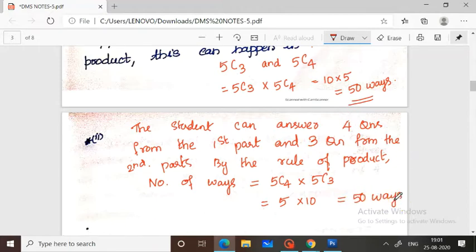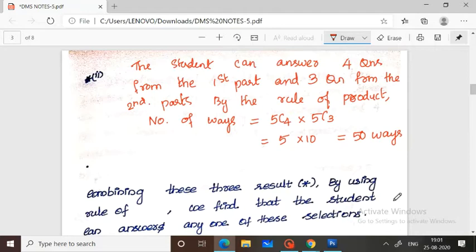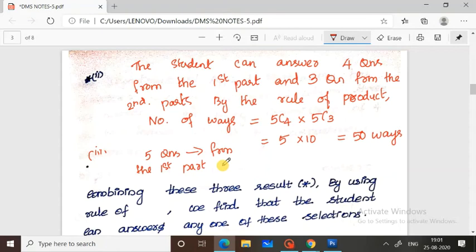Now the third choice. What is the third choice? The student has to answer all the questions from the first part. So the student has to answer 5 questions from the first part, and also the student has to answer 2 questions from the second part.